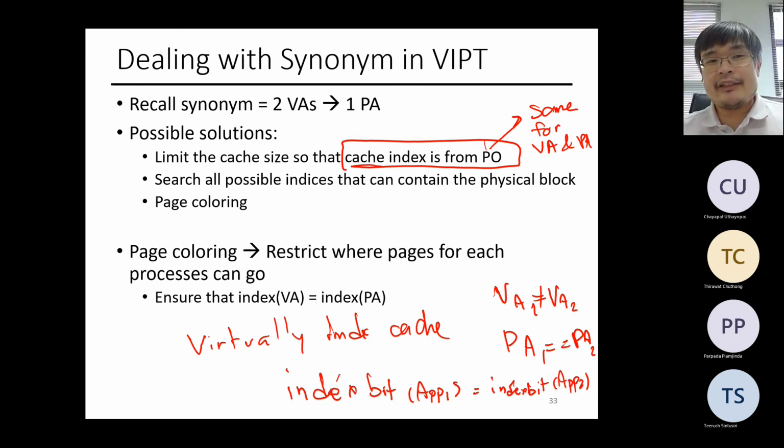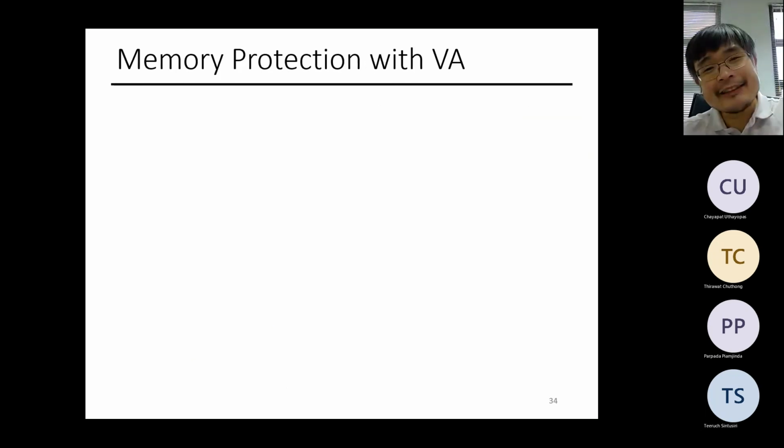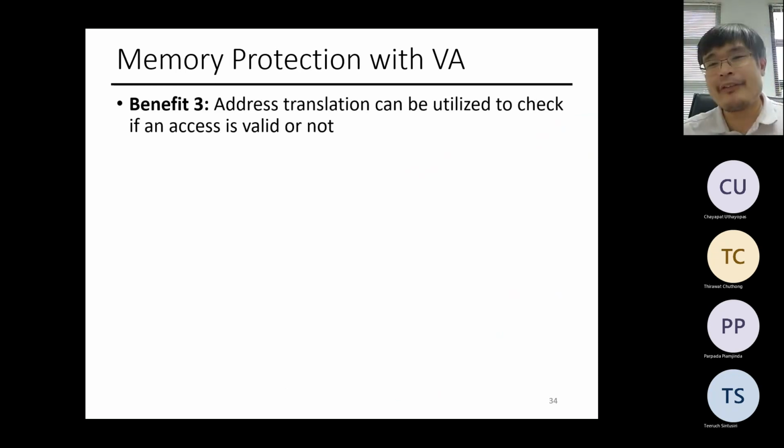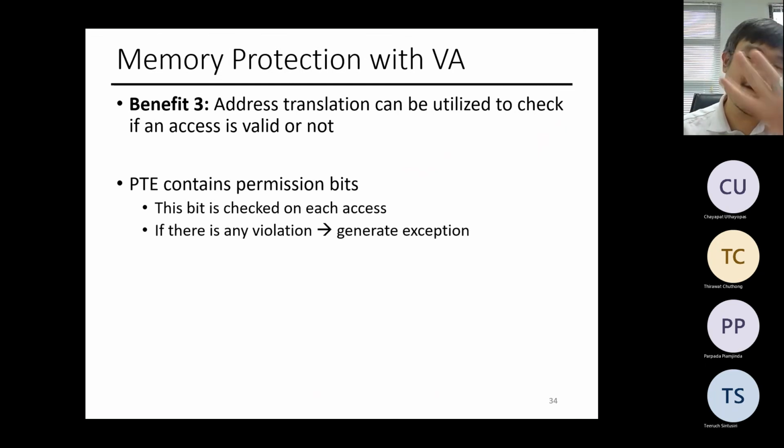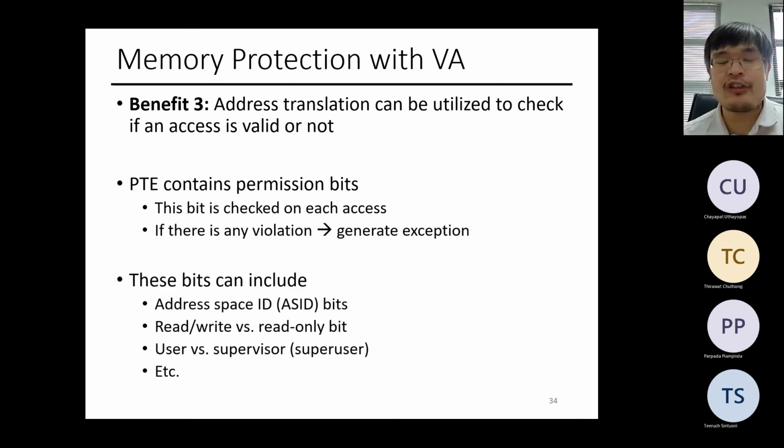So that's the synonym problem. Then the third benefit is memory protection. When you do translation, the page table entry, as I said, contains permission bits such as the address space ID, which says who owns this particular range of addresses. If it doesn't match, it's an access violation, so you get a seg fault when you run C code. It also records whether this is read or write versus a read-only bit.